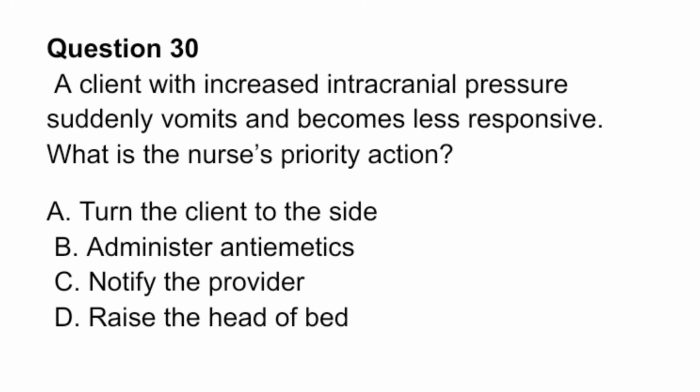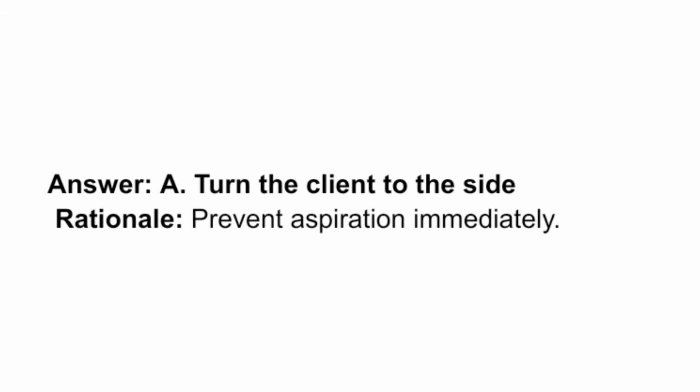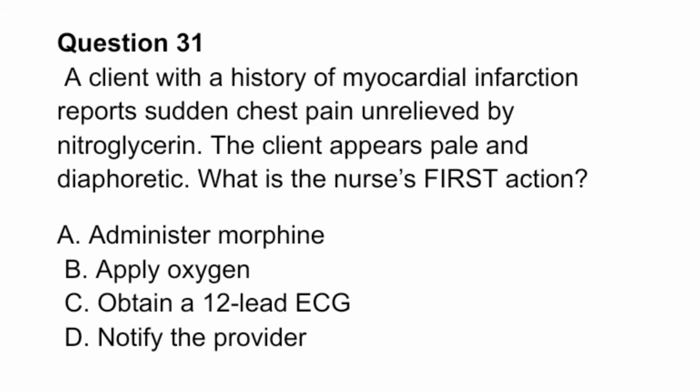Question 30. A client with increased intracranial pressure suddenly vomits and becomes less responsive. What is the nurse's priority action? A. Turn the client to the side. B. Administer antiemetics. C. Notify the provider. D. Raise the head of bed. Answer: A. Turn the client to the side. Rationale: prevent aspiration immediately.